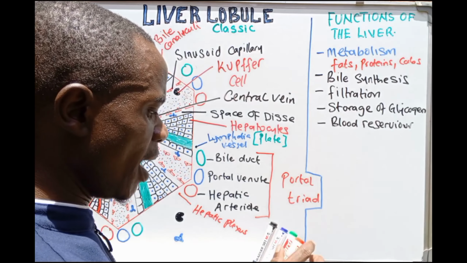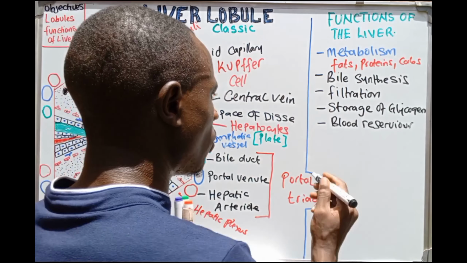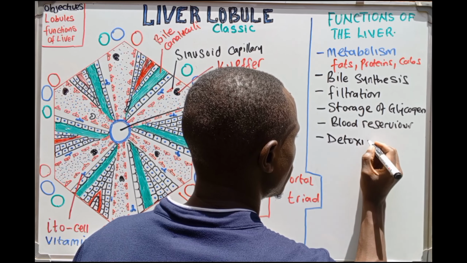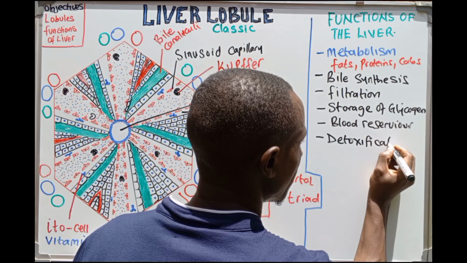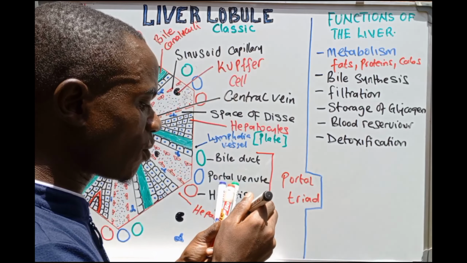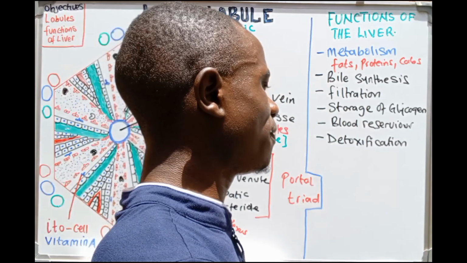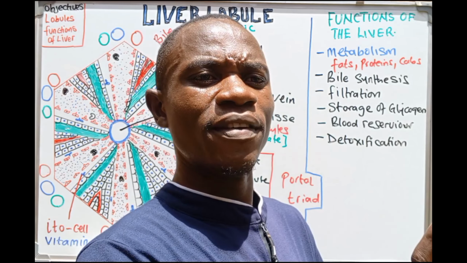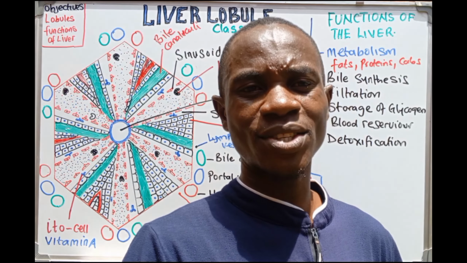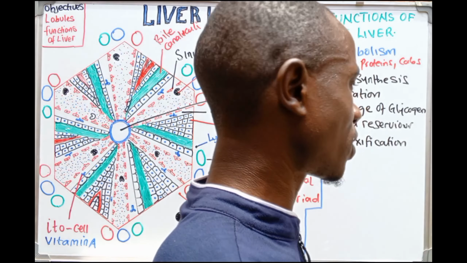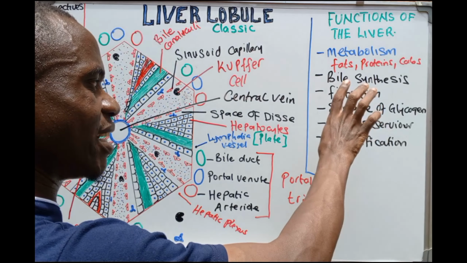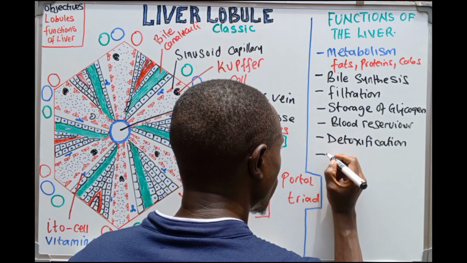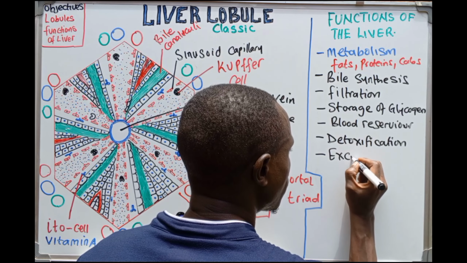Another function of the liver is detoxification. A lot of the toxins coming to the liver are going to be detoxified, such that the blood leaving the liver into the general circulation is free from toxins. In that way, you see that the liver is doing a role of detoxification.